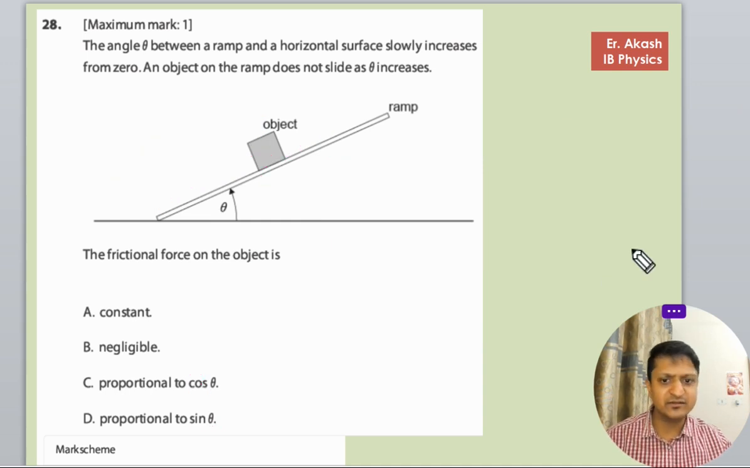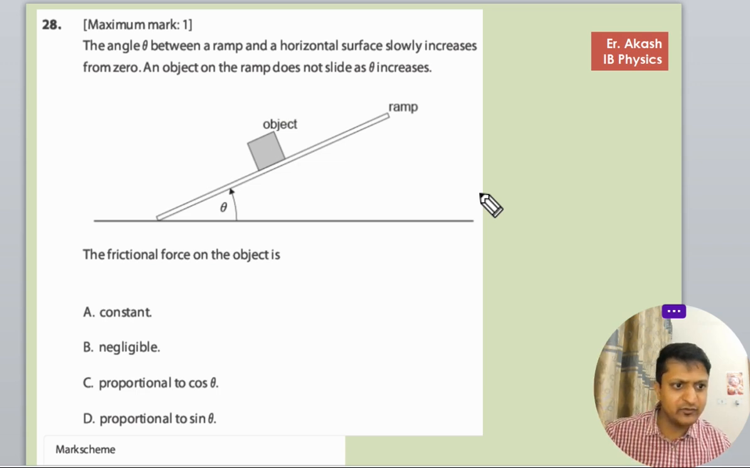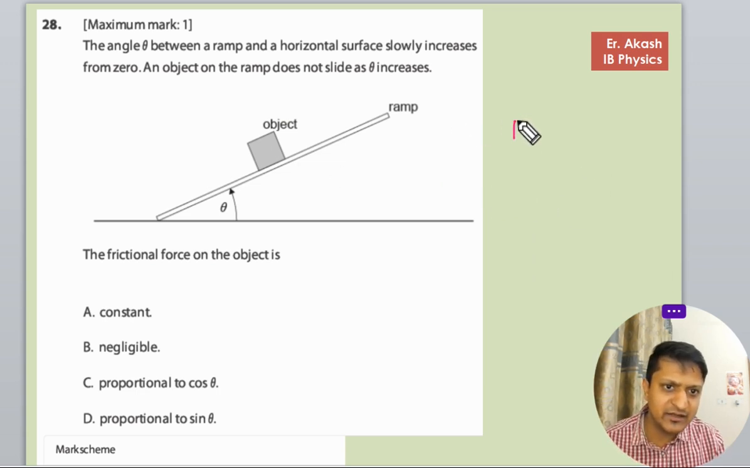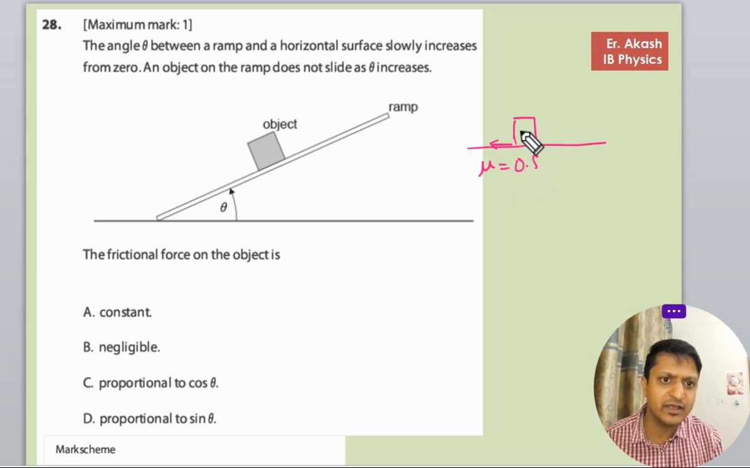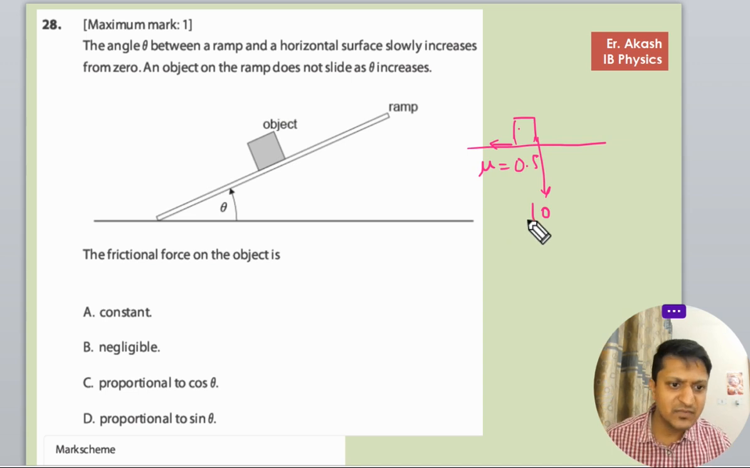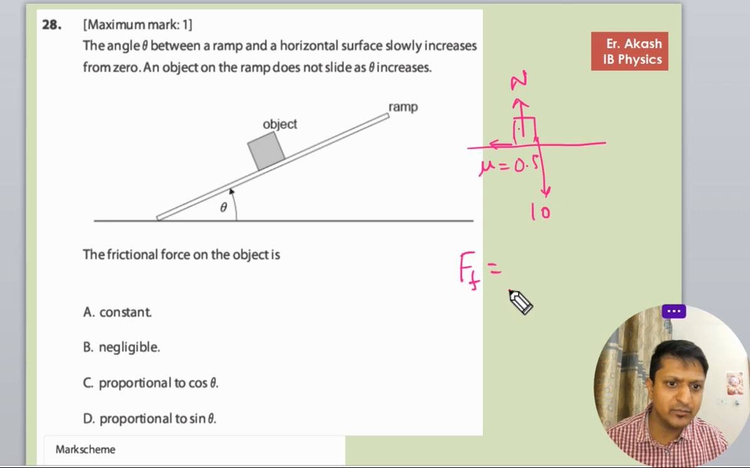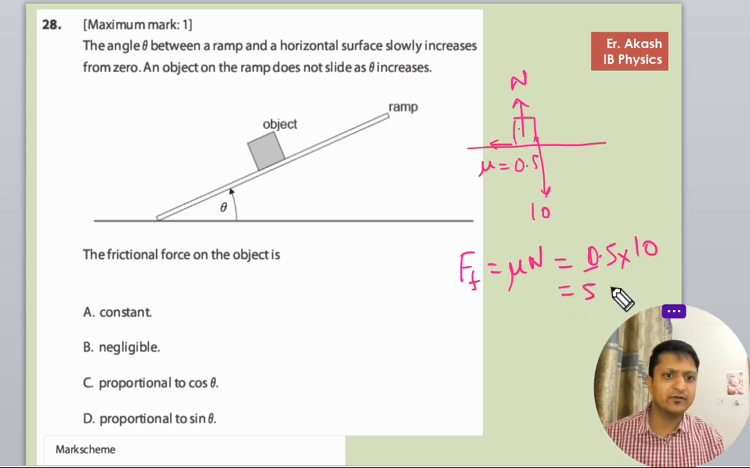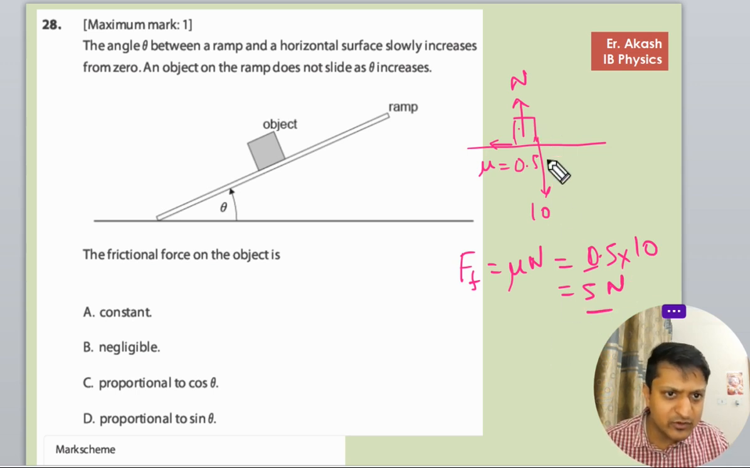So basically in this question, what we have done, I'll give you a little example. Like there is an object here, and suppose there is some friction, that is mu equals 0.5, and the weight is 10. So we will calculate the frictional force. Frictional force will be mu N, that will be equal to 0.5 into 10, that is 5 Newton.